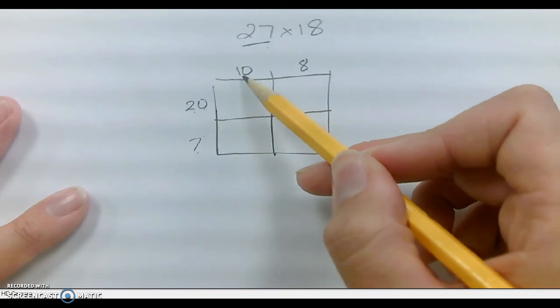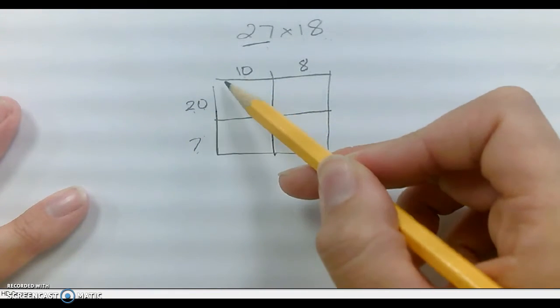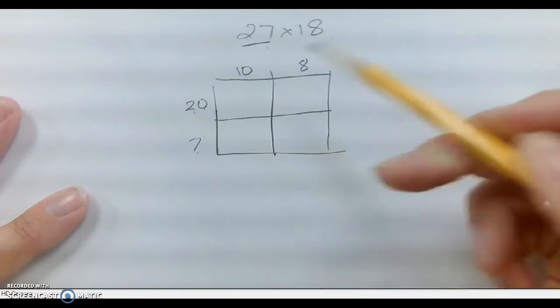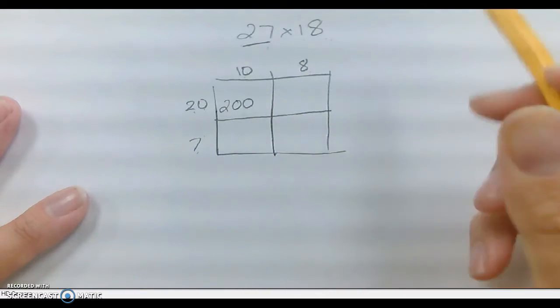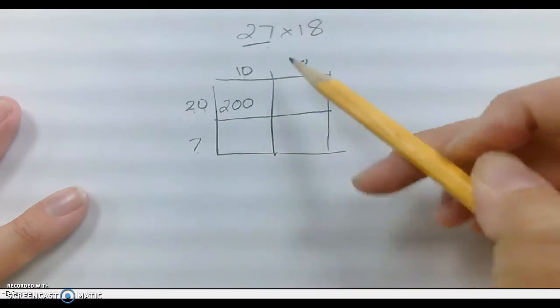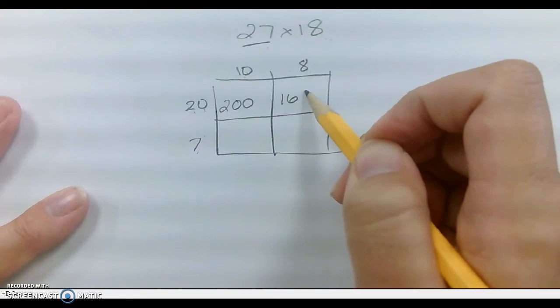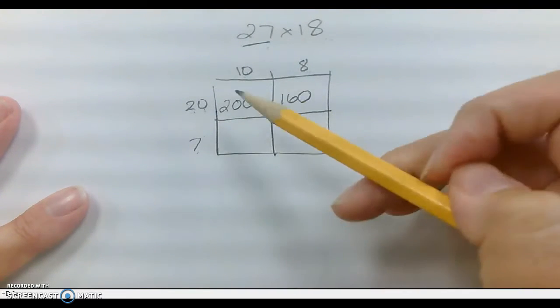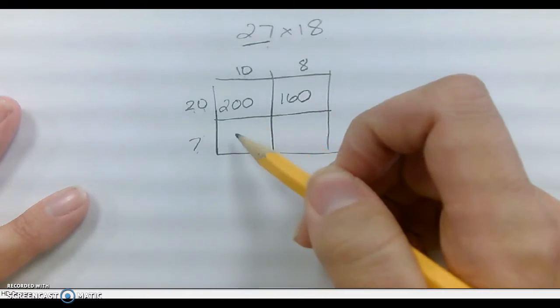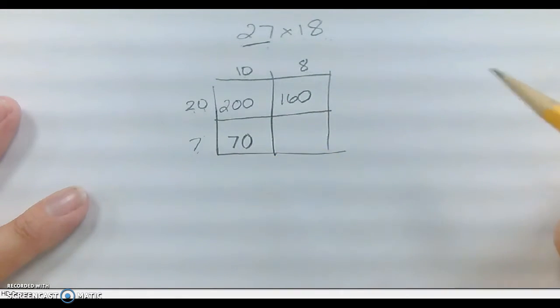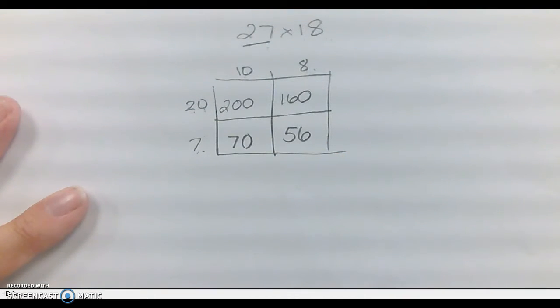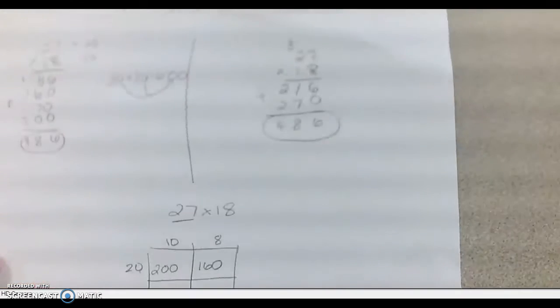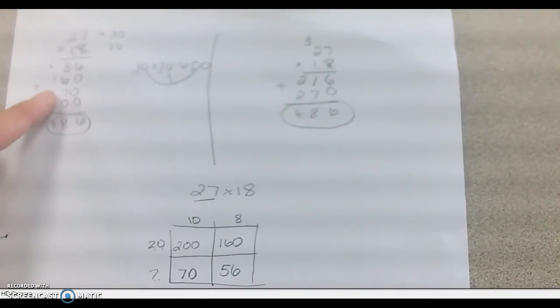So 20 times 10, you can think of this problem as 2 times 1 and then annex the zeros. 2 times 1 is 2 and you annex the 2 zeros. And 20 times 8, 2 times 8 is 16. And then you annex the 0. 10 times 7, 1 times 7 is 7, and you annex the 0. 7 times 8 is 56. Now, if you notice, the numbers in my box are the same numbers that I got up here.